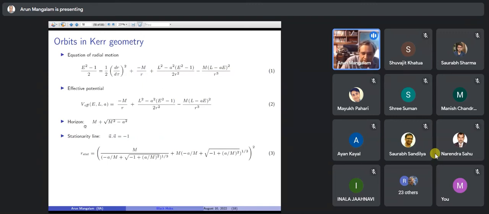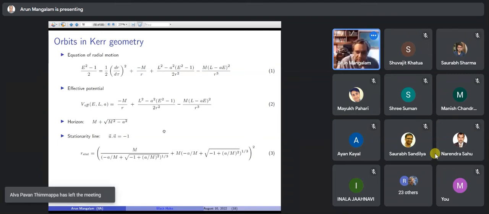And from here, you can see that the horizon goes from m to 2m, depending on a. If a is 0, then your horizon is 2m, right? And if a is equal to m, it's maximally spinning, and the horizon is m. That's an interesting fact.